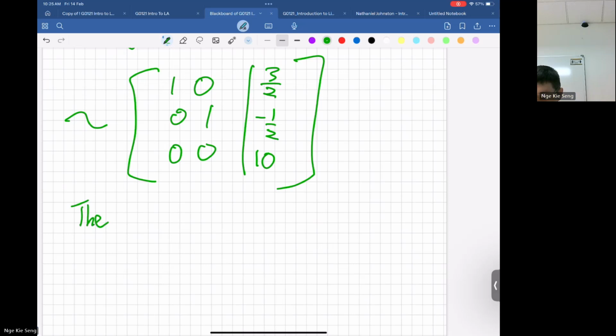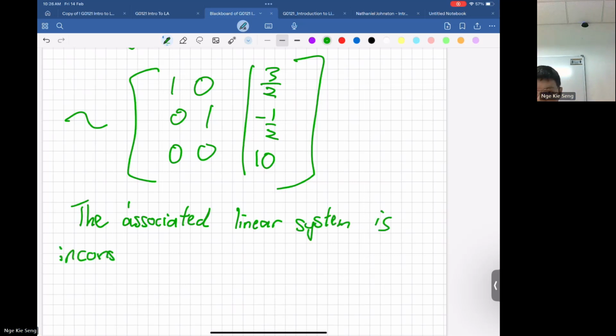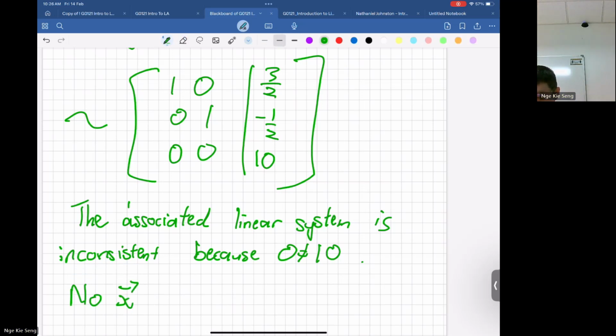The associated linear system is inconsistent because 0 is not equal to 10. Okay, so there's no x such that Ax equals c. So try and work it out yourself. Try your own.